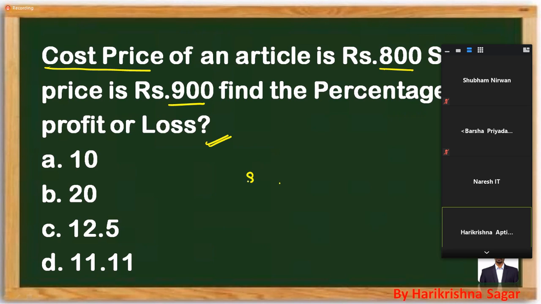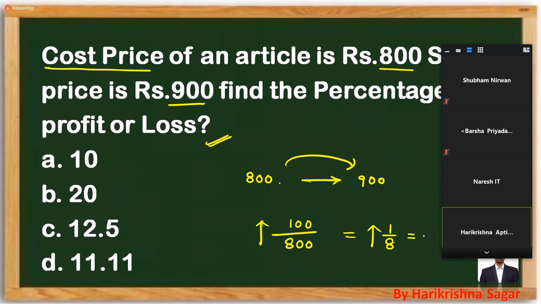So what is the cost price? 800 rupees is the cost price. You are selling it for 900. What is the percentage profit is the question. So base is 800, right? I can say on top of 800, there is an increase of 100. That is giving a result as 1 by 8. And we very well know that 1 by 8 is nothing but 12.5%, half of 1 by 4. Mark your answer choice as option C.